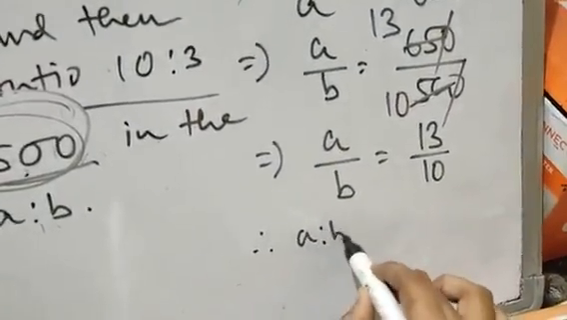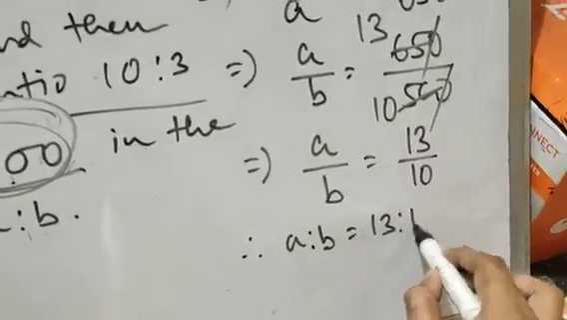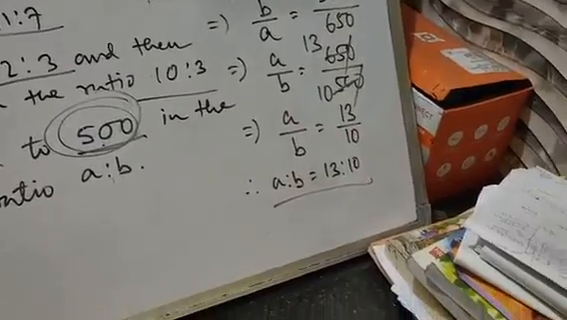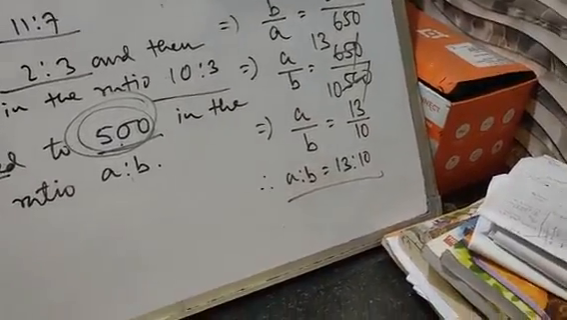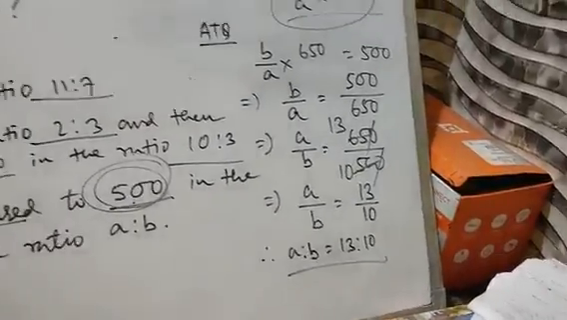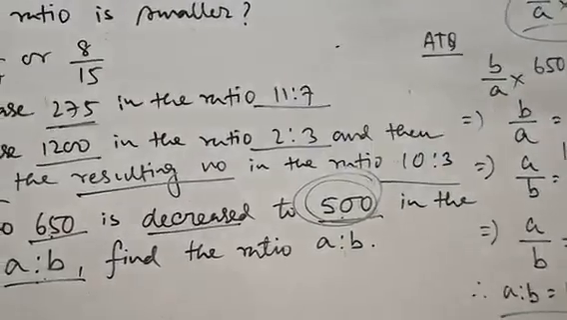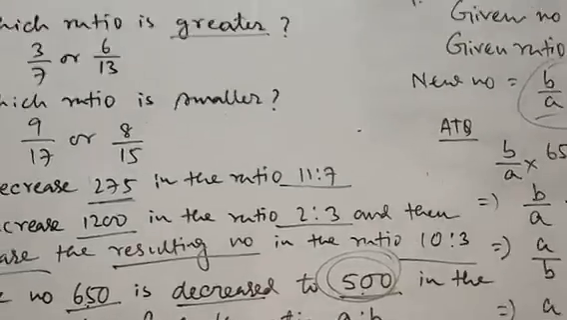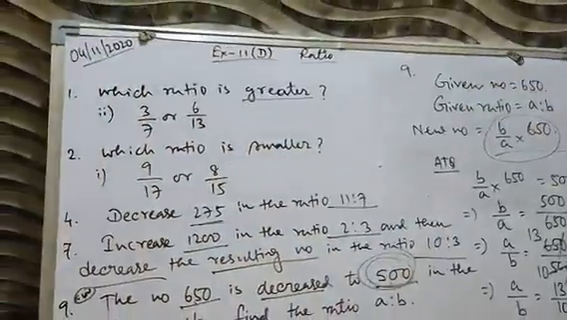Therefore A is to B will be 13 is to 10. That is the final answer. A is to B will be equal to 13 is to 10. So your answer will be 13 is to 10. Clear? So in this way we will solve this question. You just have to remember those formulas. Clear? Thank you. This chapter is complete.